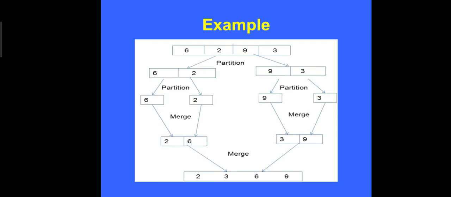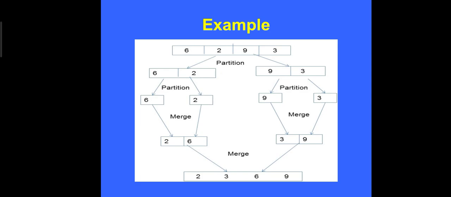First we have to partition. There are 4 elements: 6, 2, 9, 3. Let us take them as an example. We partition them into two, 6 and 2 on the left side, and 9 and 3 on the right side. Comparing the sublist of 6 with the sublist of 2, if there is a smaller element, we can do the exchange. This is done in parallel, giving 2 and 6.